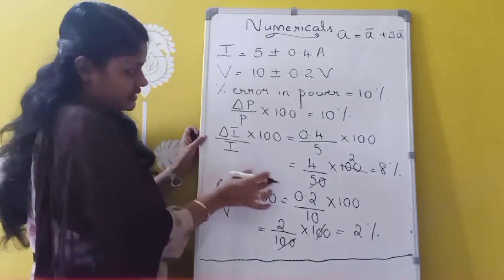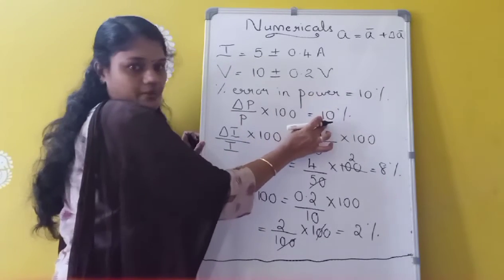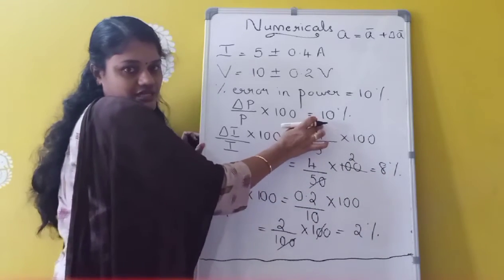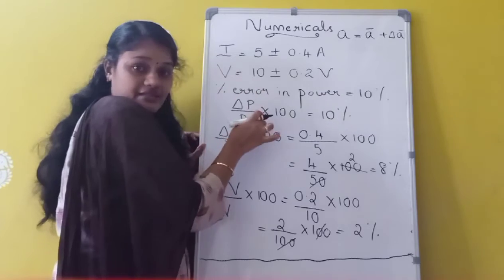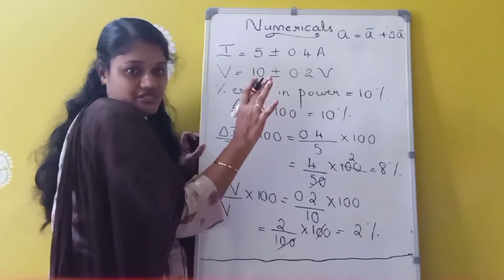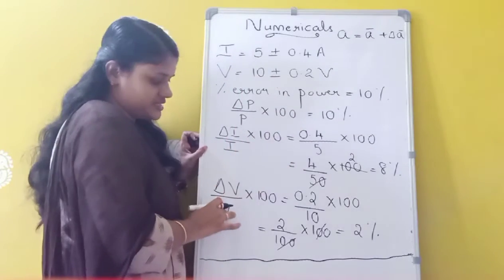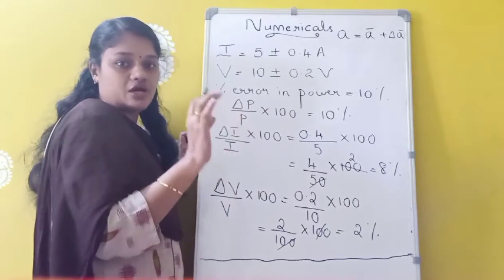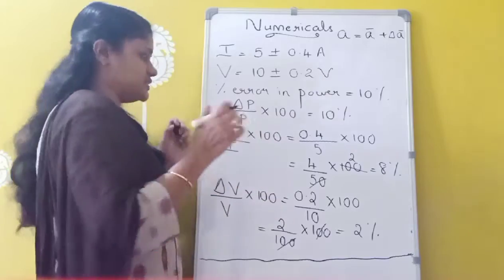At that time, what is the percentage error in power? 10%. So we can see from here, 8 plus 2 gives 10%. But if we want to get the percentage error as 5%, then what is the percentage error in current? We have to find out. So we have to find power with 5% error.